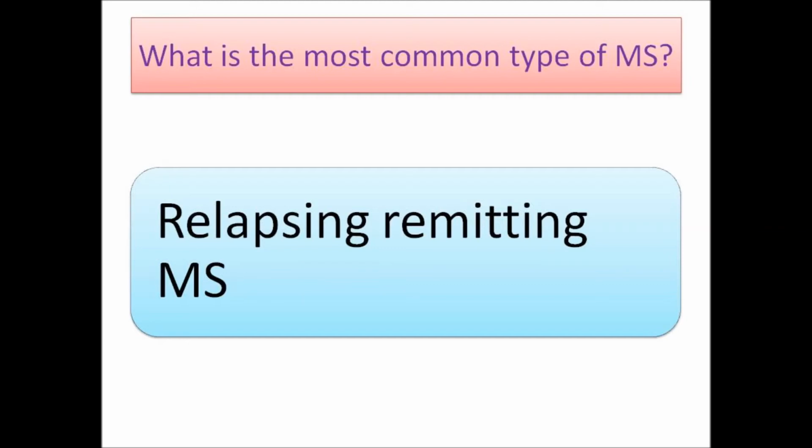Other rarer types include primary progressive multiple sclerosis, in which there is neurological deterioration from the start, and this is seen usually after the age of 40. The third type is secondary progressive multiple sclerosis, which starts as relapsing remitting, but later results in neurological deterioration. And the fourth type is fulminating multiple sclerosis, which is seen in a minority of patients.